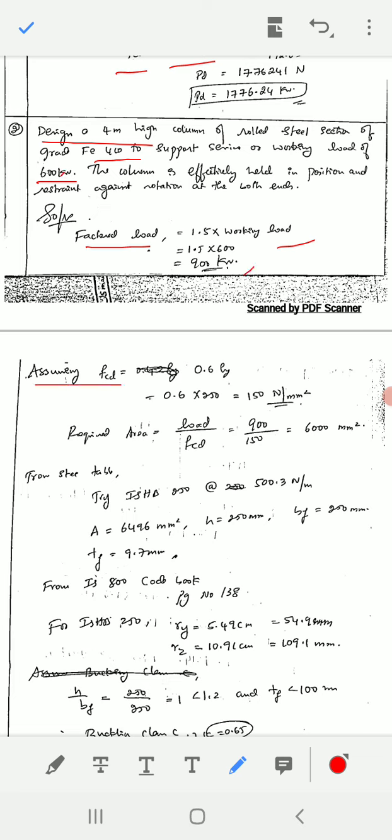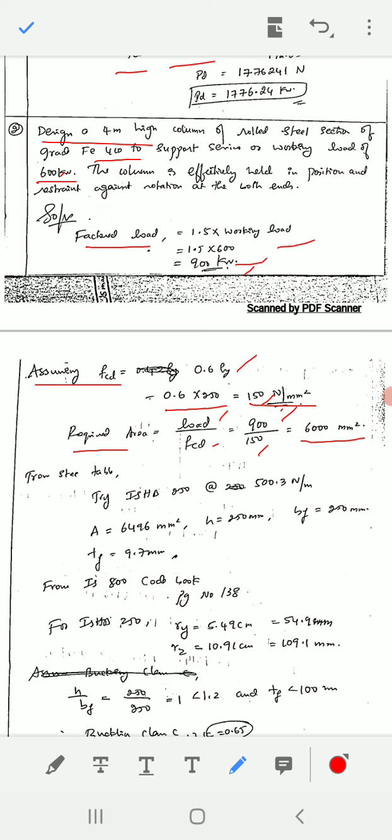Then assuming FCD, here we are not finding FCD, we are assuming it, that is 0.6 Fy, 0.6 into 250, that is 150 Newton per mm square. Whatever FCD we got, we have to find the area, that is load by FCD. FCD we assumed, load is the factored load, 900 divided by 150, and the total area we got is 6000 mm square. So 6000 mm square area we need.